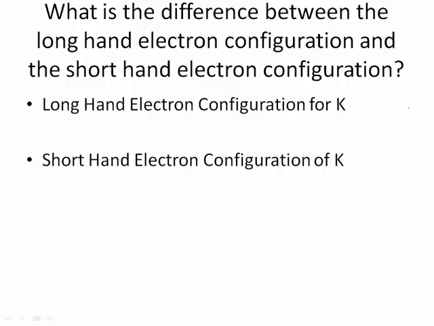So what is the difference between the longhand electron configuration and the shorthand electron configuration that we're going to talk about today? I've already shown you a shortcut to using the periodic table in order to get your electron configurations. The longhand electron configuration for potassium that we just did was 1s2, 2s2, 2p6, 3s2, 3p6, 4s1. When we get ready to do the shorthand electron configuration, we're actually going to find a bookmark place.